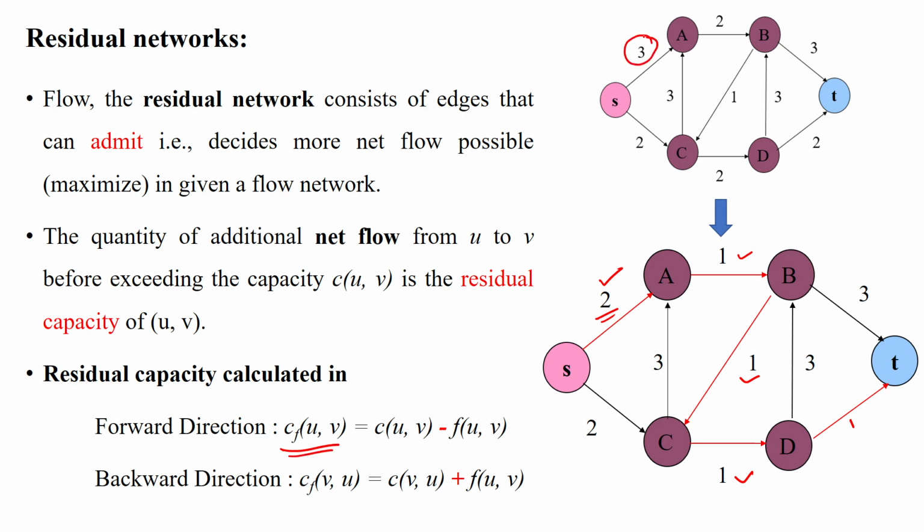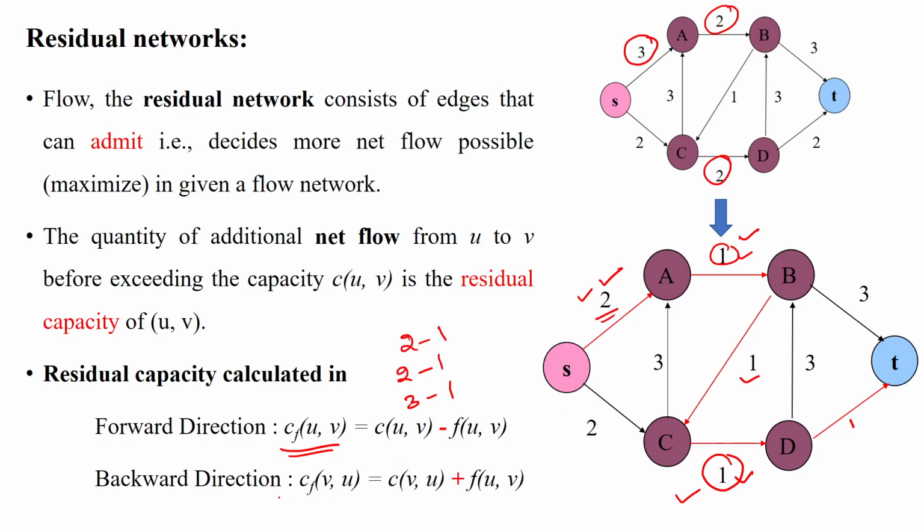So initially the capacity is 3, right, minus the flow of the augmenting path, which is allowing 1 unit. So 3 minus 1, that is 2. Like that, here already 2, so now we are allowing 1 unit, then 2 minus 1, the remaining capacity is 1 in the forward direction. Like that, when you take this edge, the already existing value is 2, then minus 1 unit we are passing in this iteration, so 2 minus 1 is 1. So this is the residual capacity in the forward direction.